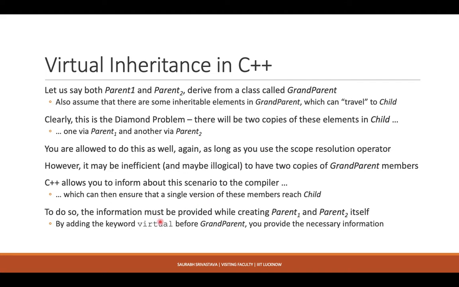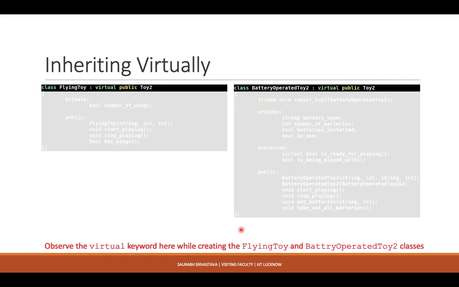Okay, so to do so, you must provide some information at the time of creating parent 1 and parent 2 itself. Keep this in mind, that this information has to be given when you are creating parent 1 and parent 2 itself. So what you really do is, at the time of inheriting grandparent, you make this inheritance as virtual. You can do that by simply putting the word virtual before grandparent, and this information is all that the C++ compiler needs to know in order to know that later onwards parent 1 and parent 2 could be common base classes for some other class. Okay, so something like this.